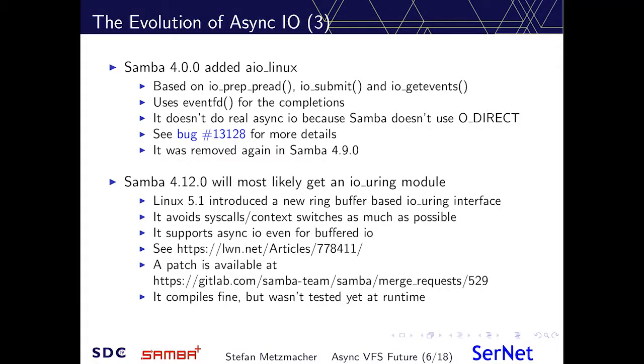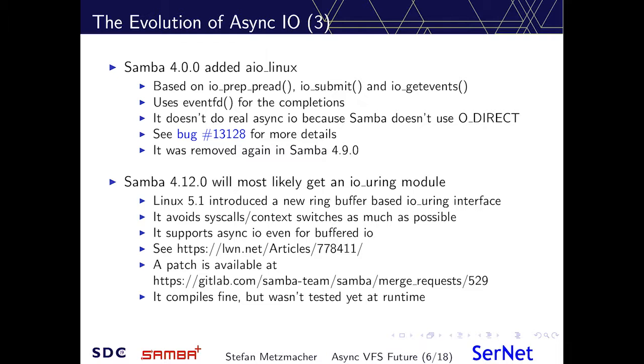Then for 4.12, I'm planning to add a module using the new io_uring infrastructure from the Linux kernel. That looks very promising. It's basically some kind of ring buffer in shared memory between user space and kernel. User space adds requests to the queue in a lockless fashion, first adding the entries to the queue and then updating the queue pointer. And that means we don't need to do any special locking between user space and kernel space. And on the way back, we just look at the receive queue and check for new entries there.